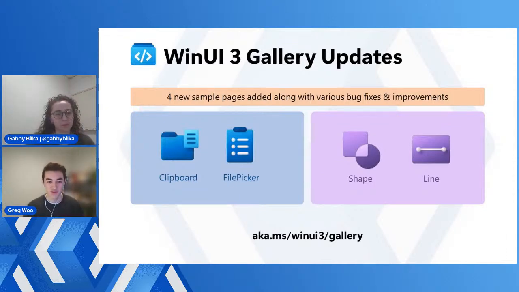Hey everyone. So just wanted to give you all a quick update regarding the WinUI 3 gallery. We just released a new update to the Microsoft Store yesterday, and I wanted to spend a couple minutes to walk you through some of the new changes that we made to the gallery. The big thing here is that we actually added 4 new sample pages to the gallery. You can see here on screen, we have a new page for the clipboard, a new one for the file picker, and then we also have 2 new sample pages, one for shapes and another one for lines. I'll spend a couple minutes walking you through what those samples are all about and what they look like in the gallery.